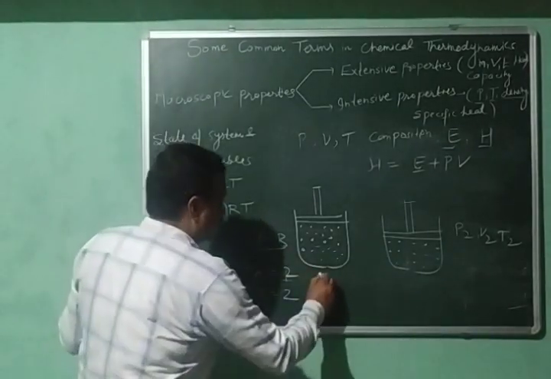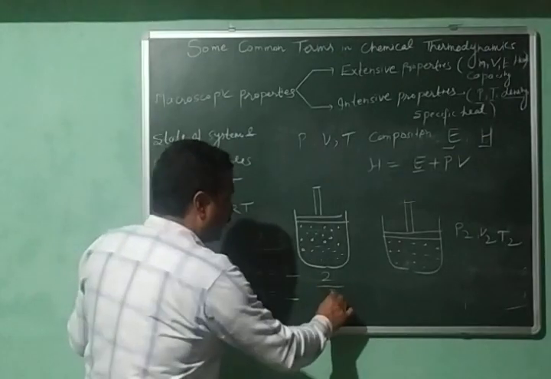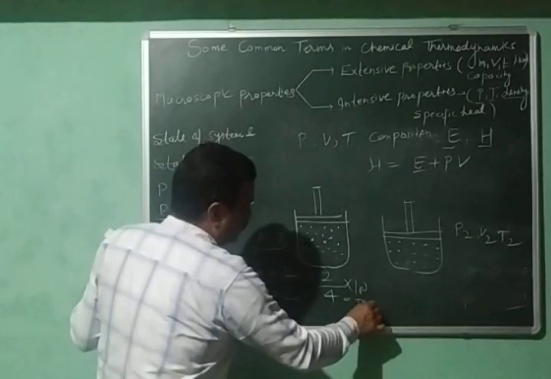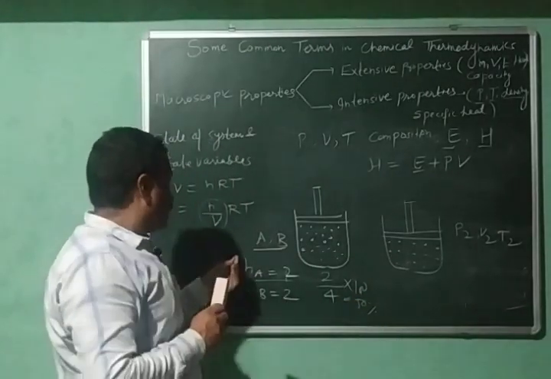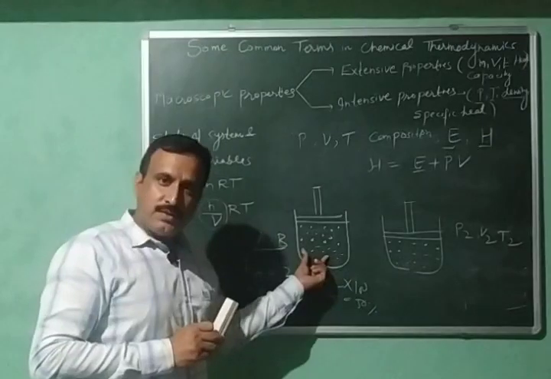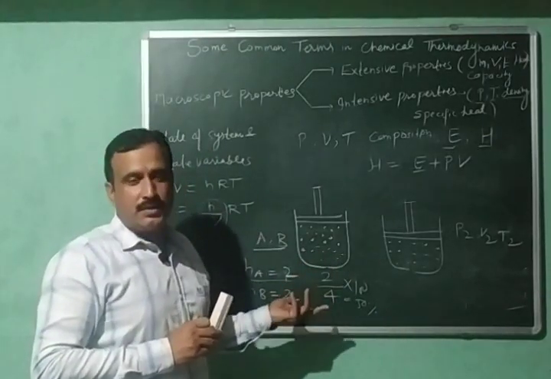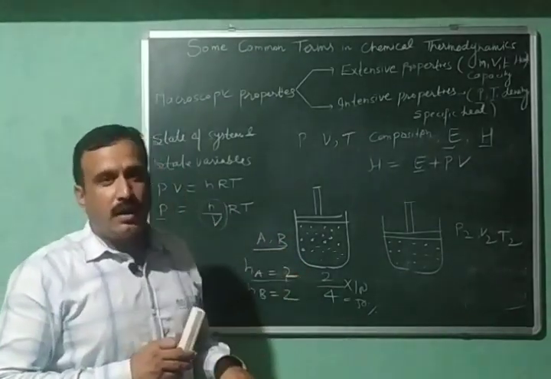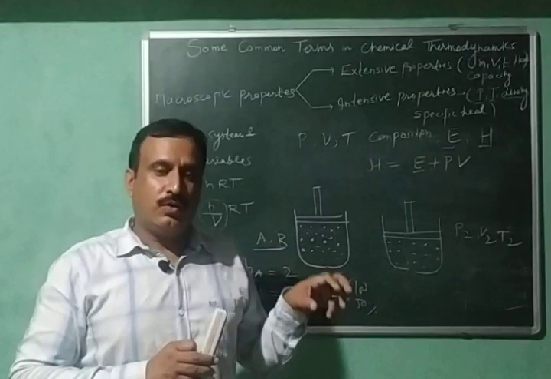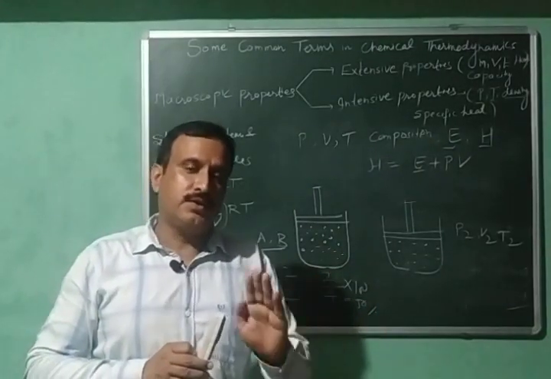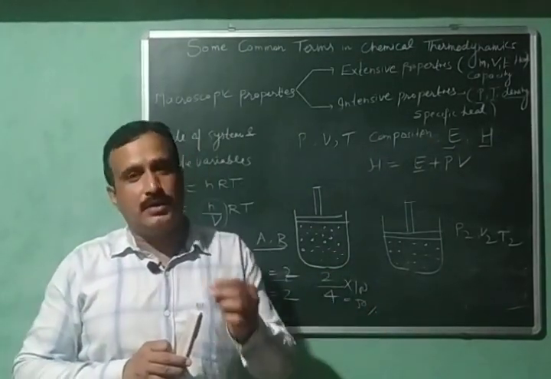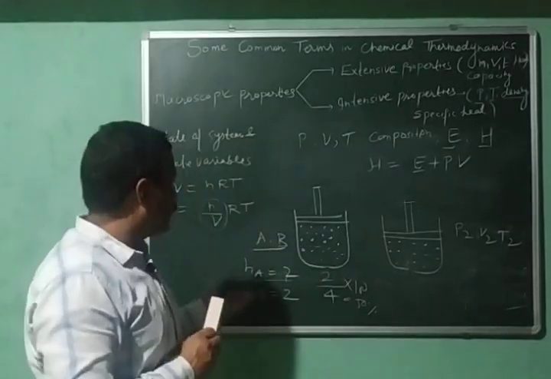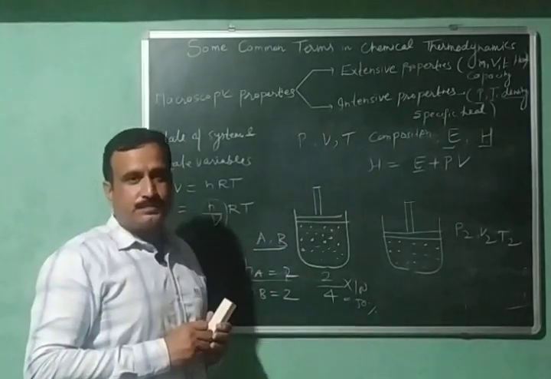Percentage composition is the number of moles of A, that is 2, divided by the total number of moles, 4, into 100, that is equal to 50%. So gas A is present at 50% and B is also 50%. So I will say that in my system I have two constituents and both the components are having 50% composition. So this is what I mean by composition, and this composition can be easily calculated from the number of moles. Okay.